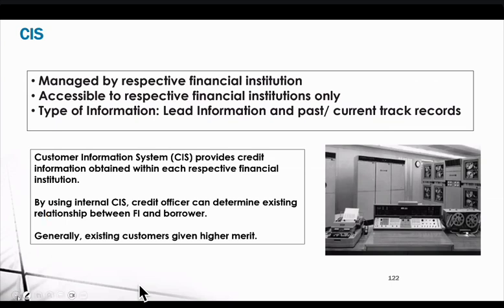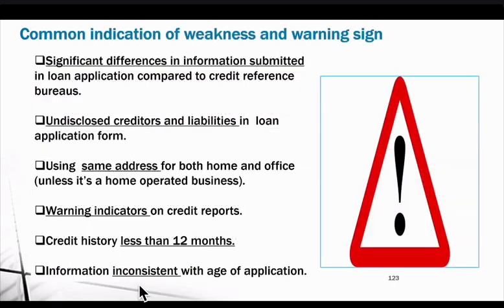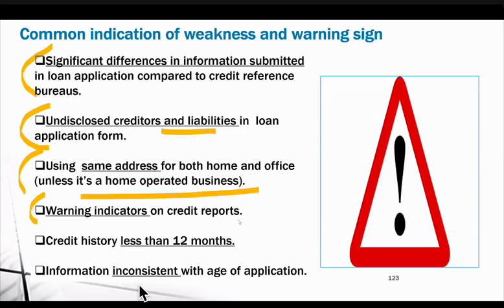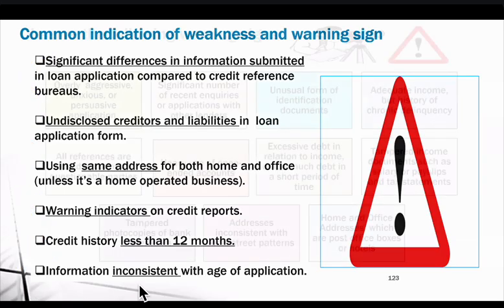Now, here in terms of warning signs you need to check: significant difference in information submitted, undisclosed creditors' liabilities, using the same address for home and office unless it's a home office business. Warning signs in the case of credit reports: credit history less than 12 months, information consistent with age of application.